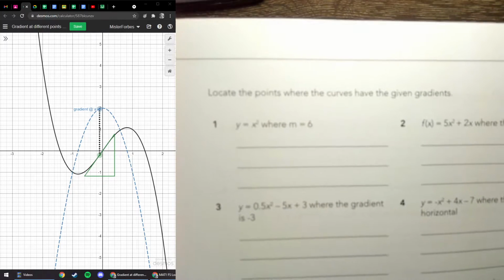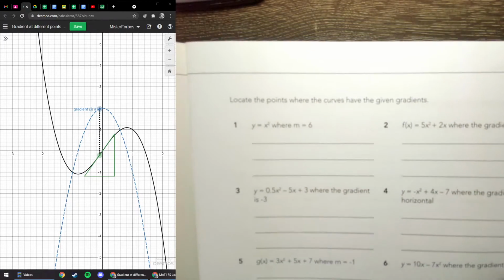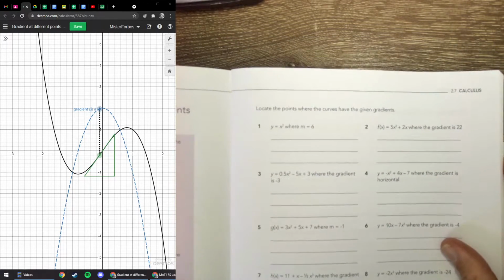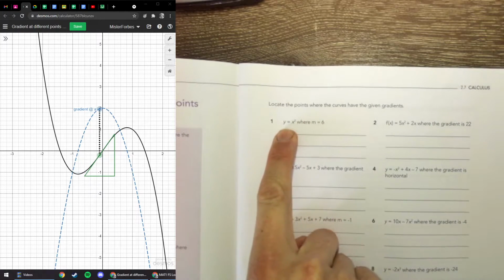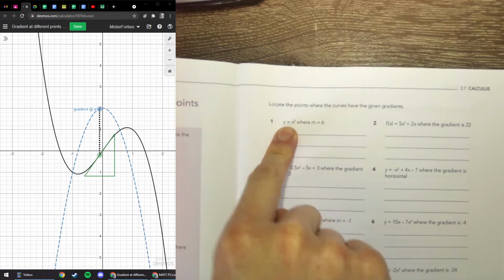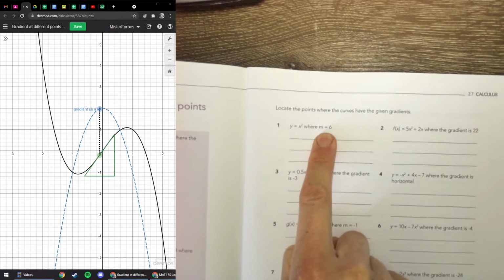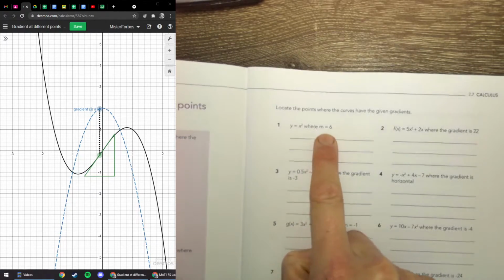Kia ora. We're having a look at page 25. Page 25 is locate the points where the curves have the given gradients. So pretty much the question is going to come in and be like, this is the function we're using. Where is the gradient equal to 6?